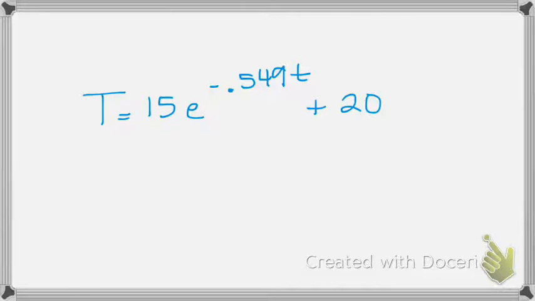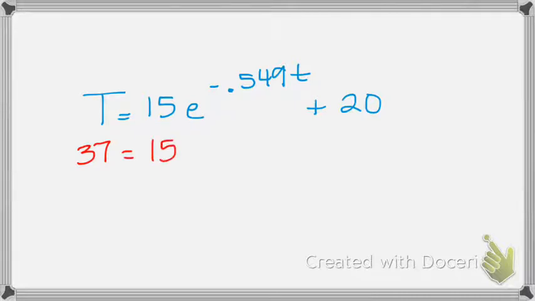Now the question says, how long was the person dead before he was found? So that 37 that they gave us in the original part of the problem, the normal body temperature is 37. What we're going to do is plug the 37 in for the temperature, because we're going to find out how long ago it was that the temperature was 37. Because when the temperature was last 37 is when the person died.